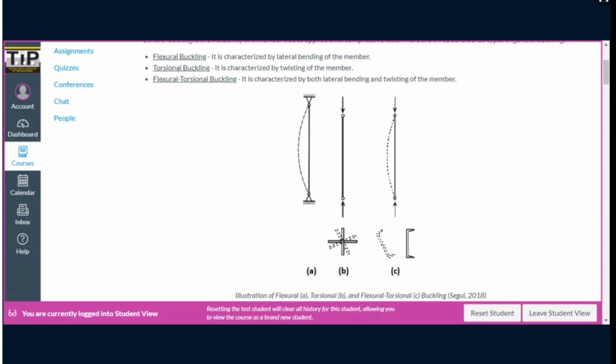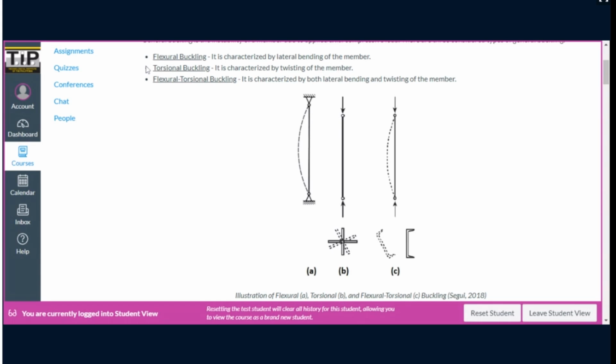Next, we have torsional buckling. It is characterized by twisting of the member. For example, if this member is subjected to compression forces, especially if your section is some sort of a crucifix, or a cross, it will just twist instead of bend. That may also occur, and that's what we call torsional buckling.